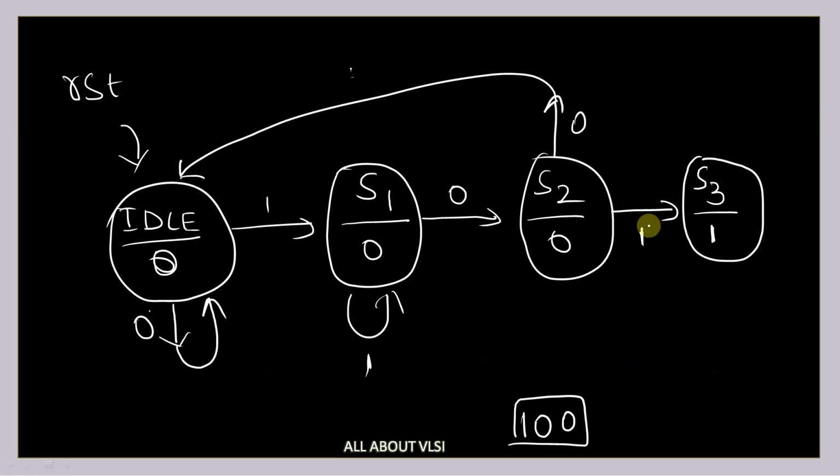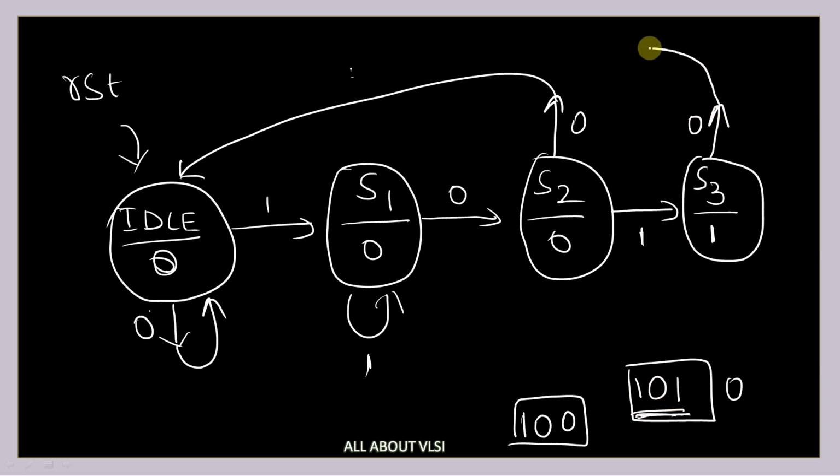Now, if you are in S3 state and you have the sequence 101, and if you get one more 0, which state should we go to? We are in S3 state, we have got the sequence 101, and if we have the input 0, what is our next state? Using this 0 we cannot form any sequence, 101 cannot be formed. That's why we are simply going to idle state.